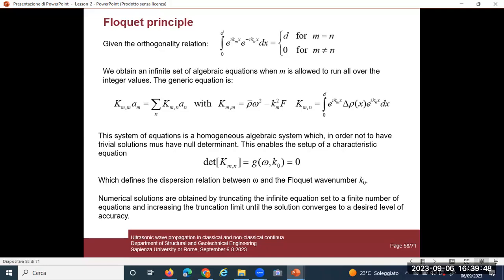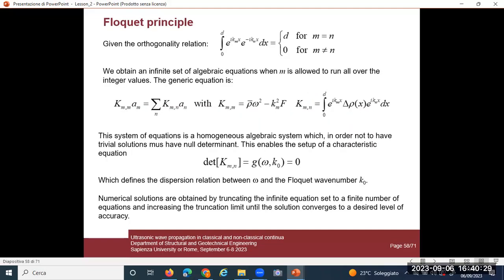So numerical solutions, an infinite matrix. You saw before that we dealt with an infinite matrix, and we solved the problem using the translation symmetry. So numerical solutions can be obtained by truncating the infinite equation to a finite number of equations and increasing the truncation limit until the solution converges to a desired level of accuracy.